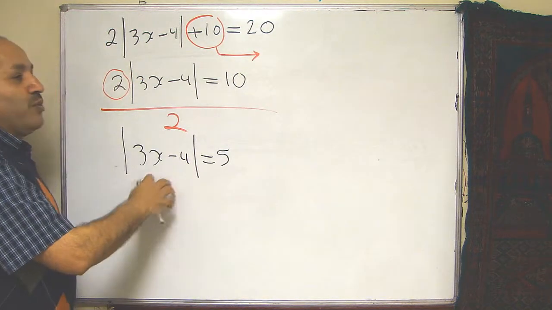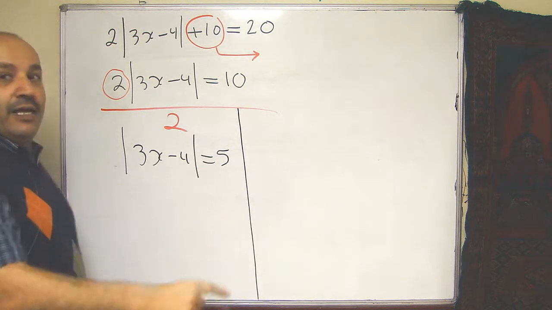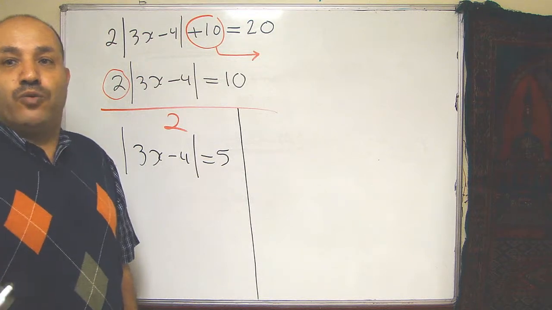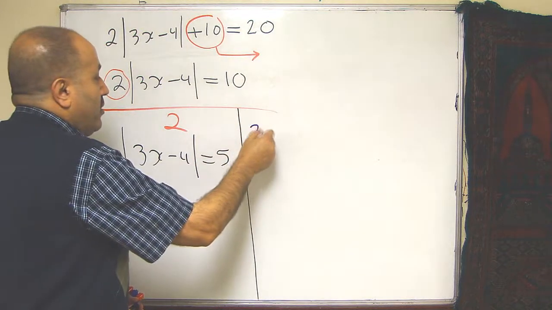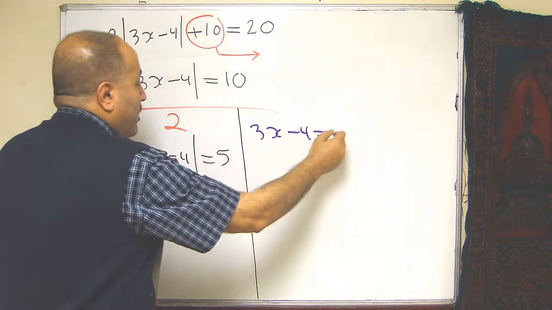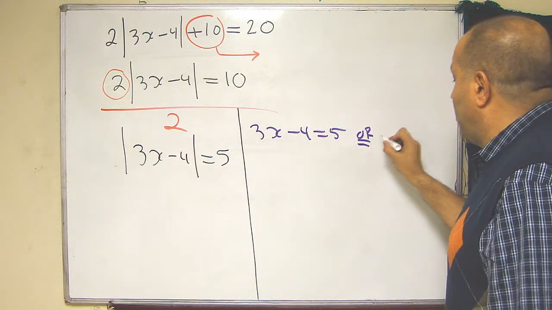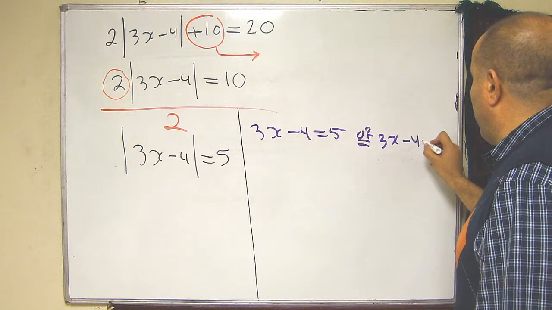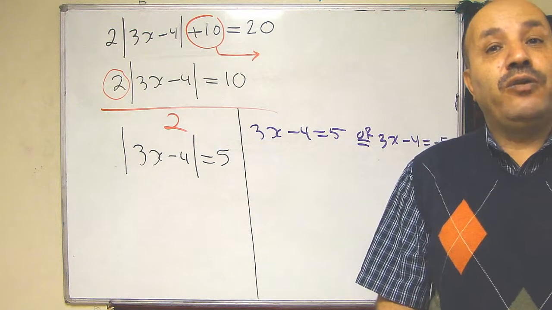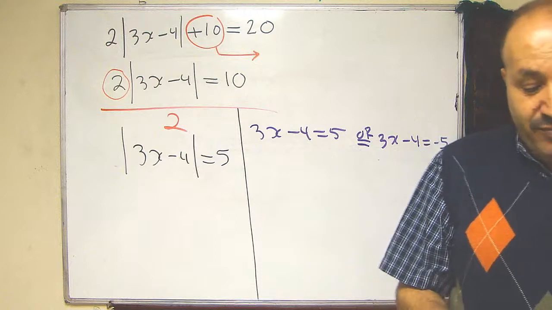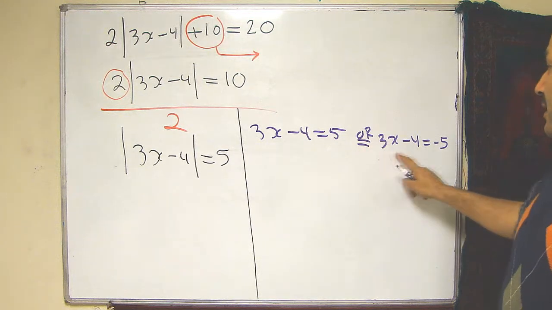And now here, as we learned earlier, with the absolute value on one side and the number on the other side, I will have to consider 2 cases. Either 3x minus 4 equals 5, or 3x minus 4 equals minus 5. As we said, either the absolute value's inside is positive or it is negative. So in the first case, the inside is positive, and here the inside is negative.